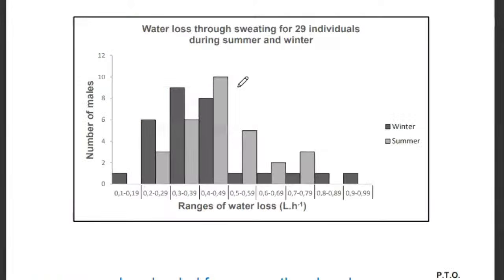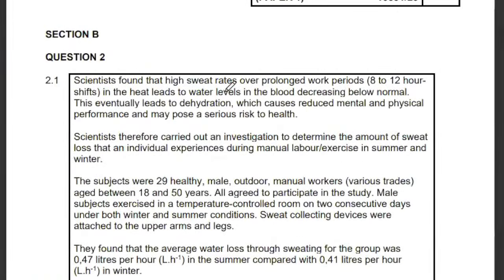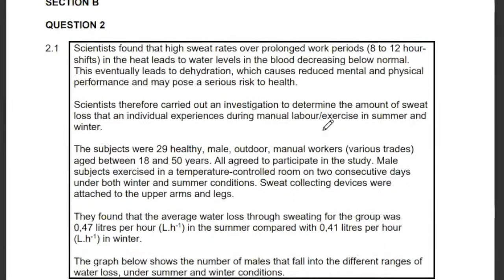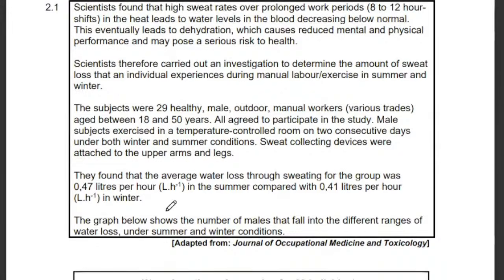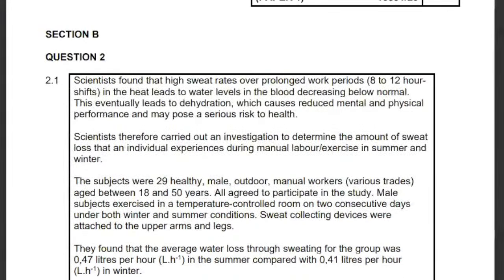Yes. Here is a passage you're supposed to read. Scientists found that there is a high sweat rate, and you guys have to read it. You pause the video and then you read it, so that I'm not going to read it too much, because I need to save time. Yes, so that I make the video a little bit shorter.